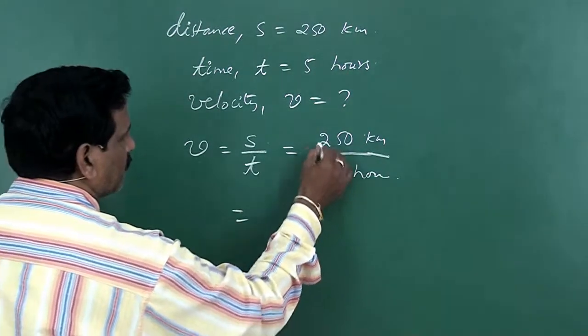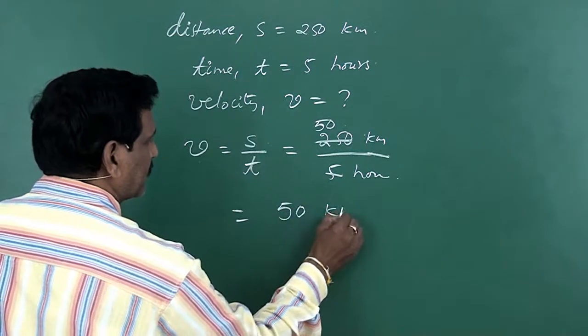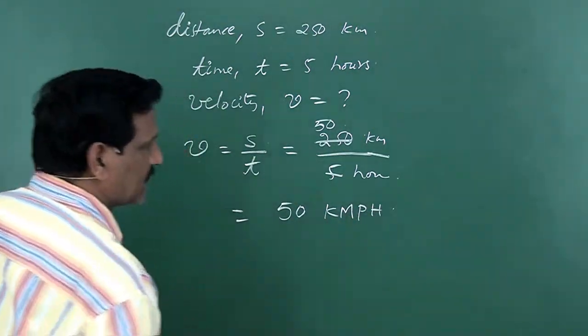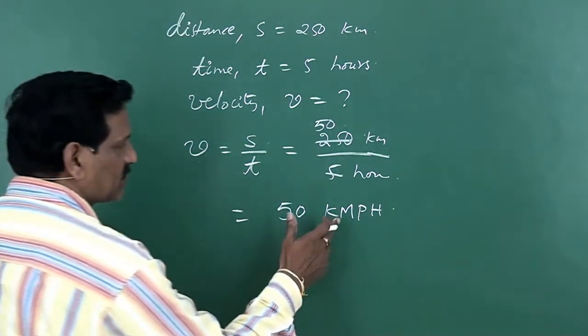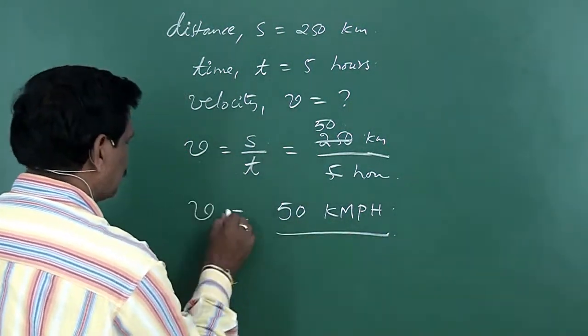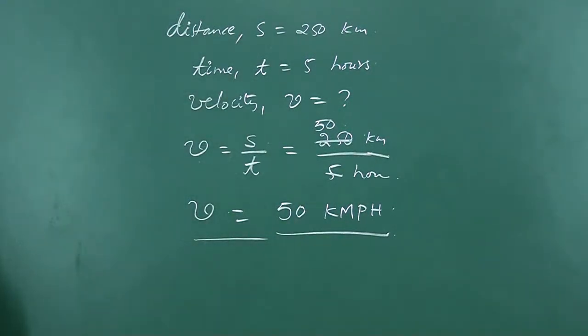So this is 250 by 5, so 50 km per hour. kmph means kilometer per hour. So 50 kmph. So this is the speed or velocity of the car.